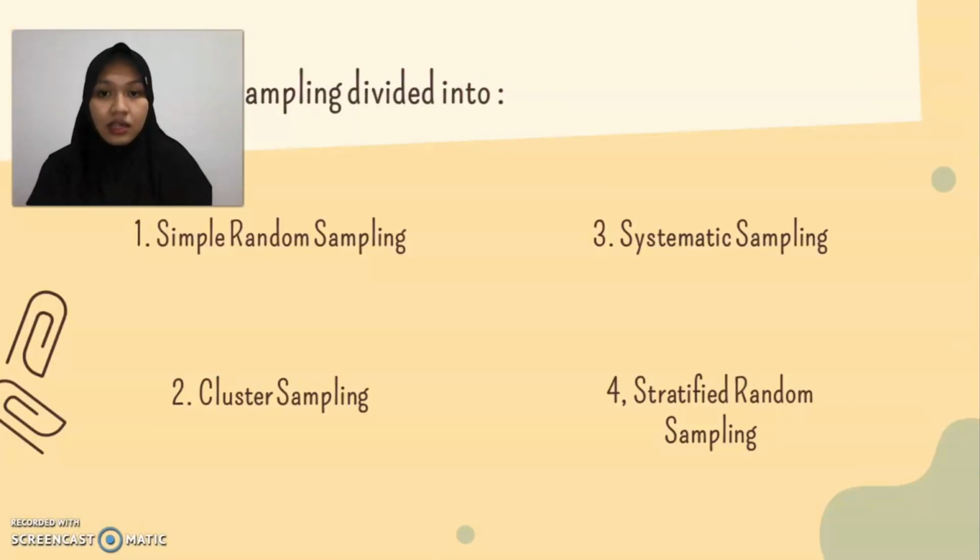Probability sampling is divided into four. First, simple random sampling. The second, cluster sampling. Third, systematic sampling. Fourth, stratified random sampling.